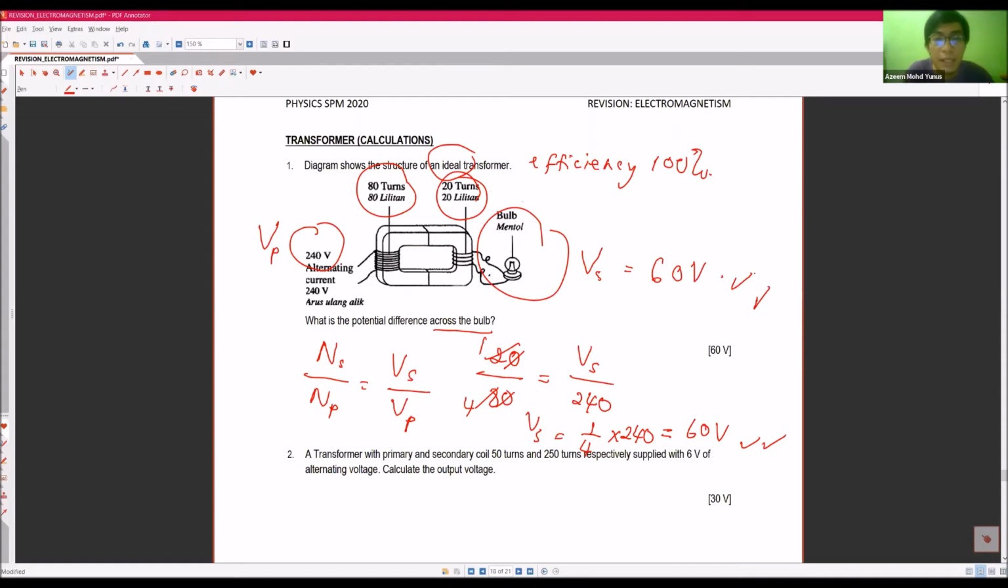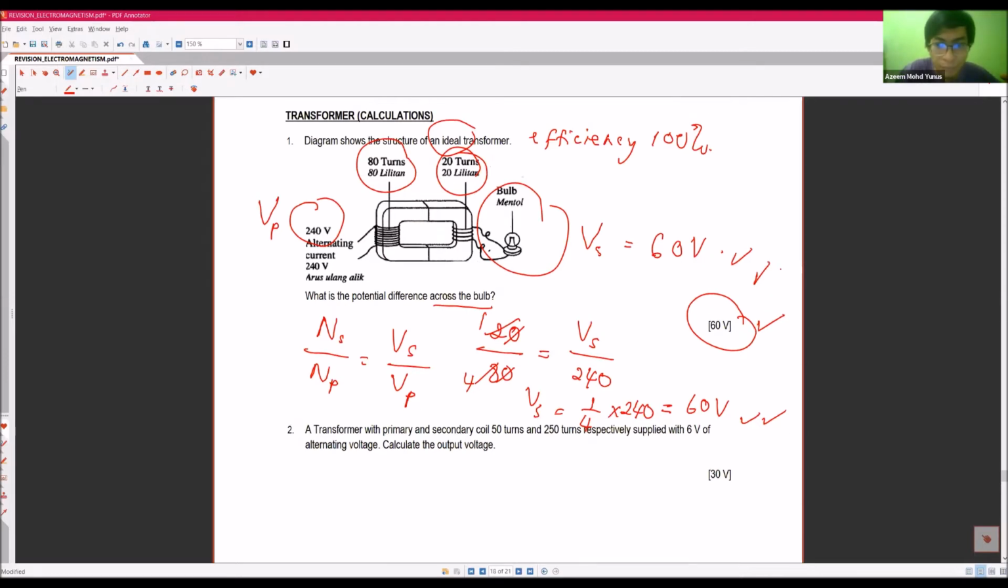So that's basically a transformer. You just use the ratio. You don't need to think hard about it. You just see if the primary turns is 80 and the secondary turns is 20, how much is decreased or increased. In this case, it decreased by 4 times. That means the voltage is also going to decrease 4 times. So we don't need a very complicated calculation here. It's just a very common sense formula.